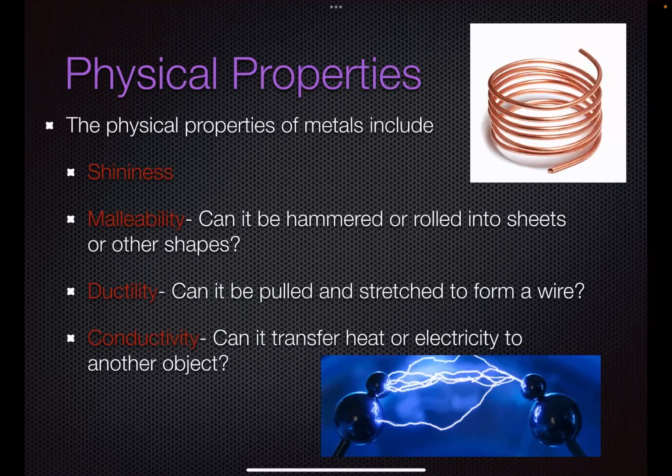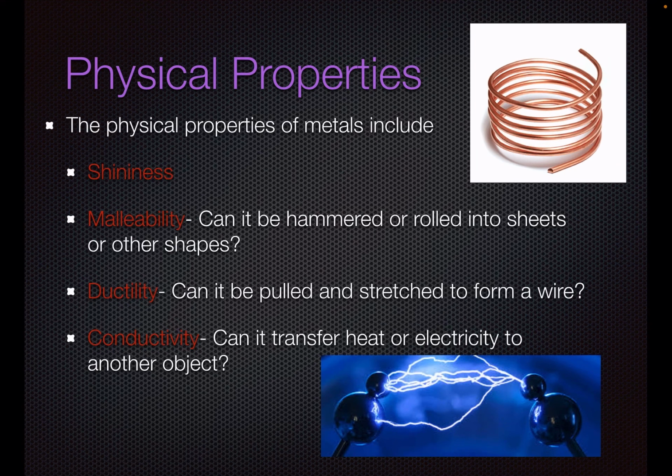Okay, so when we're looking at metals, there's two main types of properties. They have physical properties and they have chemical properties. Examples of physical properties of metal are shininess. So how shiny is it? Is it super shiny? Is it pretty dull? Where does it fall on the shininess scale? Malleability, which has to do with can it be hammered or rolled into sheets or other shapes? Easily, not at all. Does it just shatter? Things like that go under malleability.